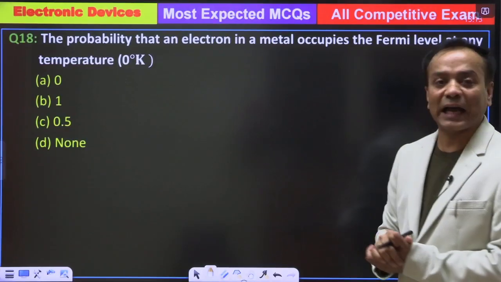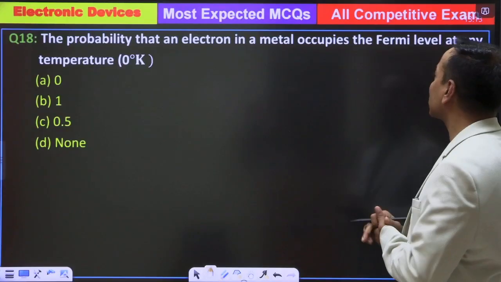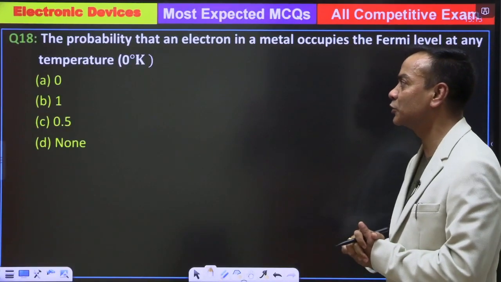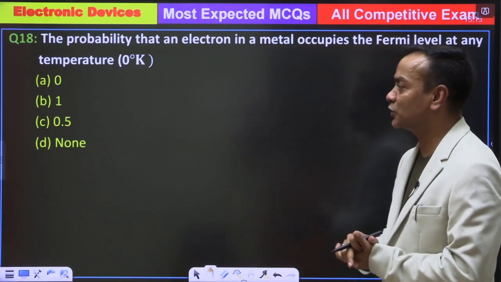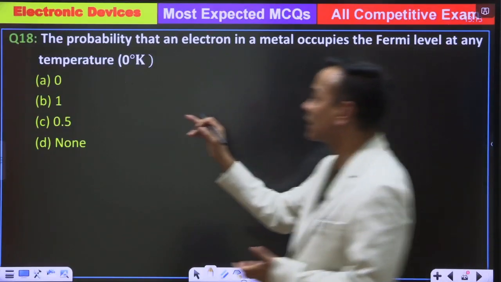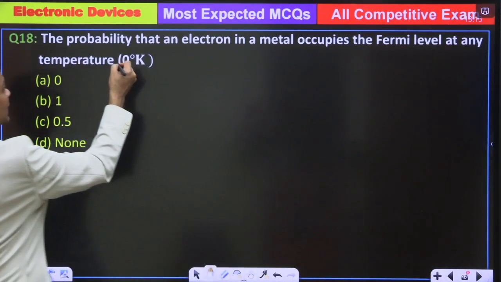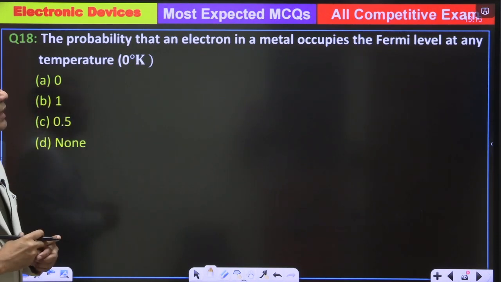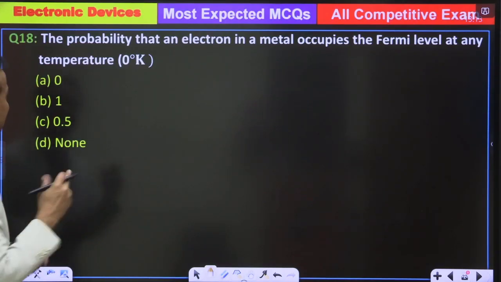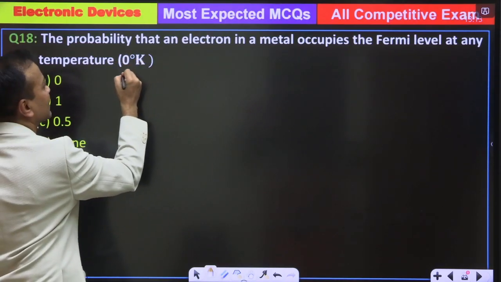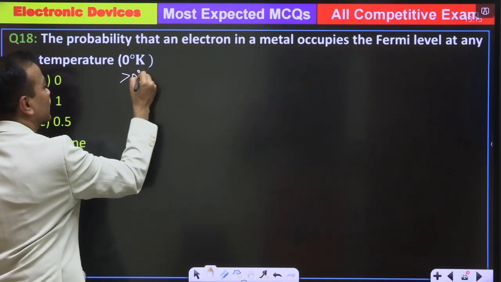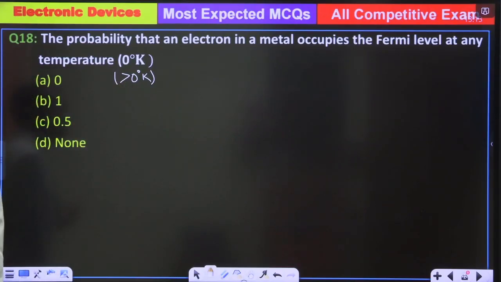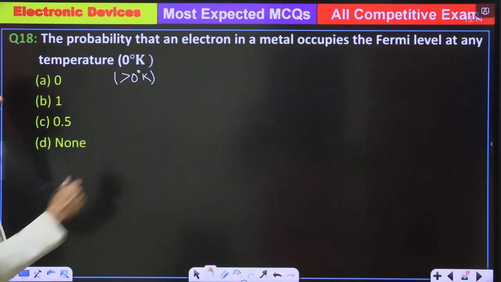The probability that an electron in a metal occupies the Fermi level at any temperature 0 degree Kelvin. Option A is 0. Option B, so here it should be greater than 0 degree Kelvin. It is the probability that an electron in a metal occupies the Fermi level at any temperature greater than 0 degree Kelvin. It should be corrected as greater than 0 degree Kelvin, not at 0 degree Kelvin. I'll explain why.